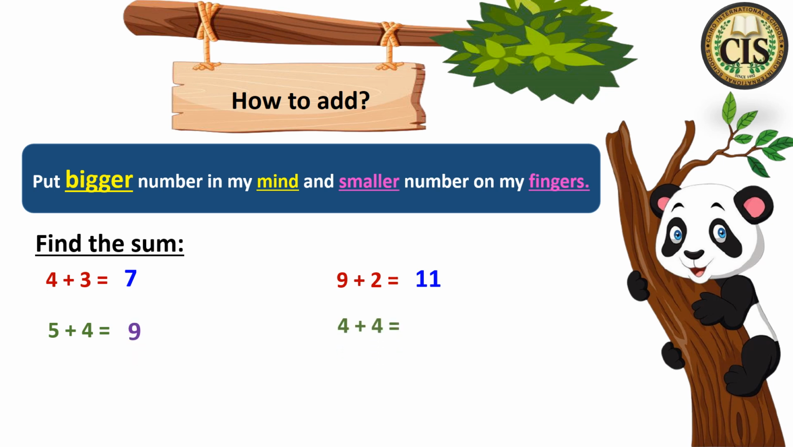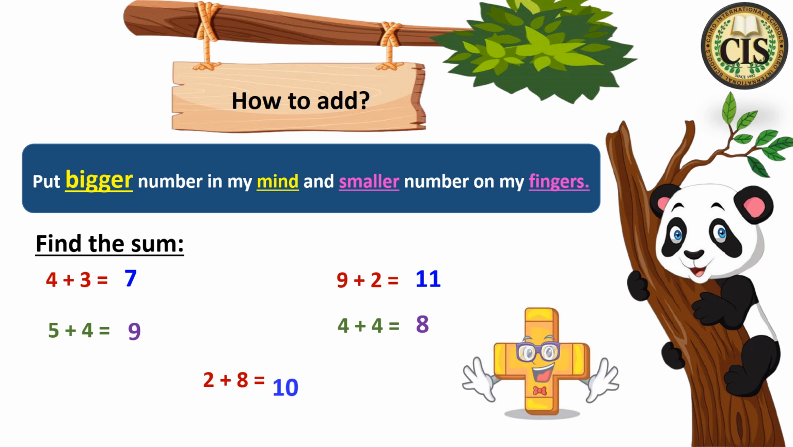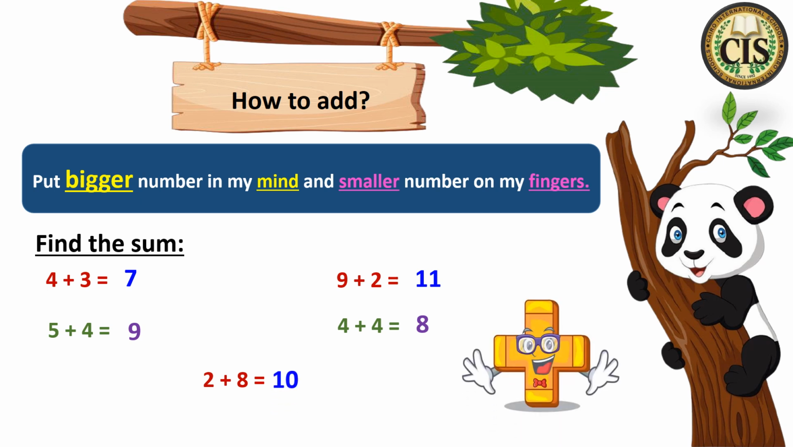The next one, 4 plus 4. Put the first 4 in your mind and the other 4 on your fingers and start counting. After 4, 5, 6, 7, 8. So we will write 8. The last one, 2 plus 8. Put the bigger number 8 in your mind and 2 on your fingers. After 8, 9, 10. So we will write 10. It's so simple.